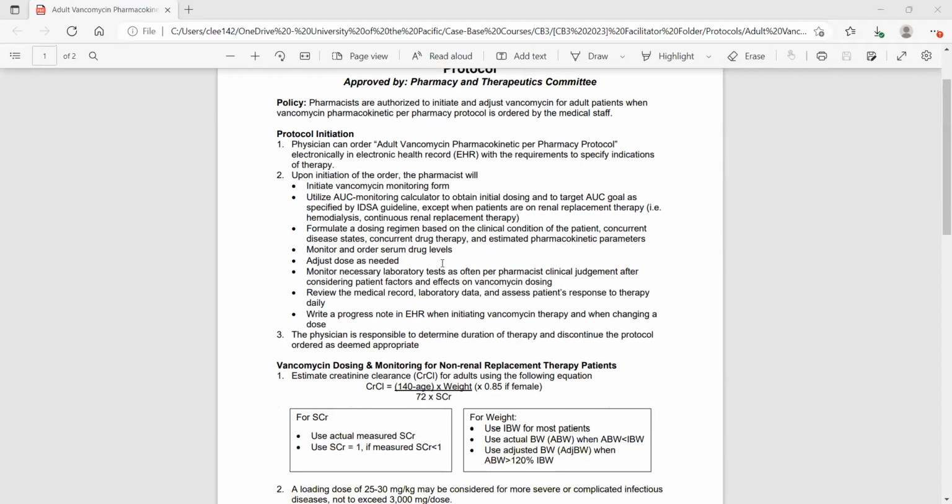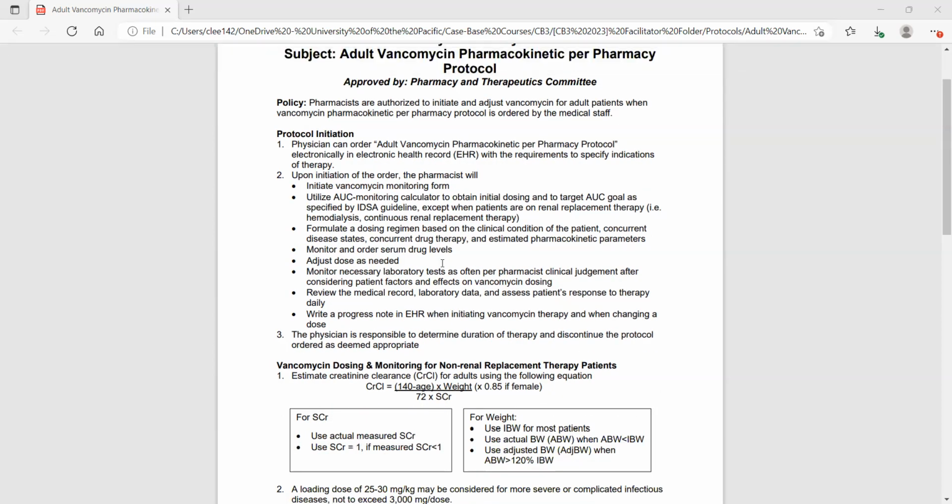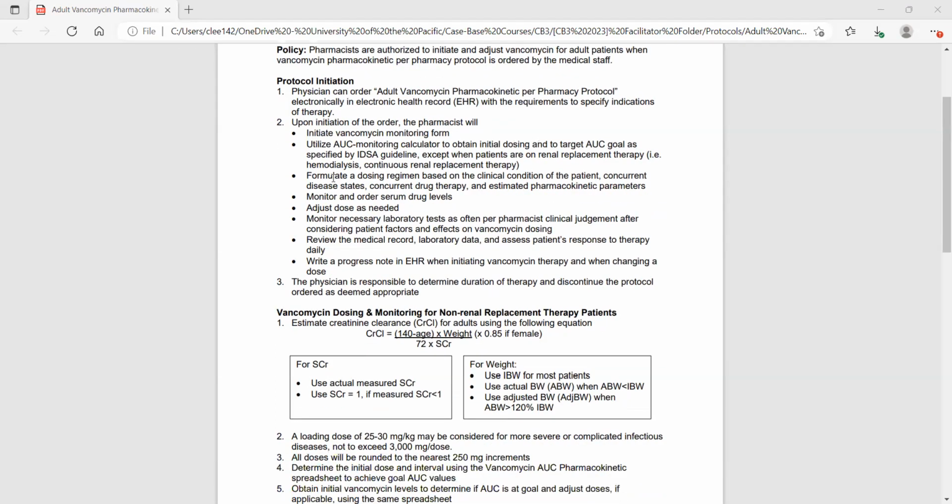So in terms of protocol initiation, a lot of times physicians will order a placeholder, such as adult vancomycin pharmacokinetics per pharmacy protocol, which means they are ordering pharmacists to initiate vancomycin and also to monitor as long as the patient needs to be on the vancomycin. And depending on the hospital, they have their own system and protocols in terms of how they monitor it, because they need to keep track of patients who are on the vancomycin protocol.